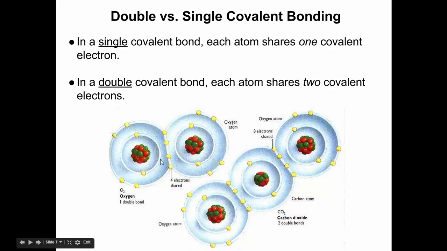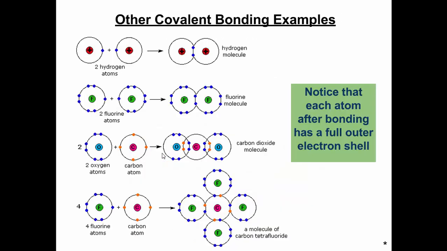So in something like water, the hydrogens are contributing 1, and the oxygen is contributing 1 to each of the hydrogens. So those are single covalent bonds. In the double covalent bond, each element is contributing 2 to share.